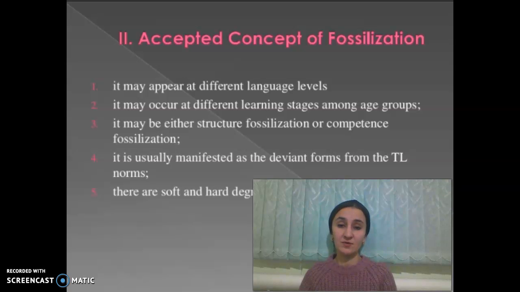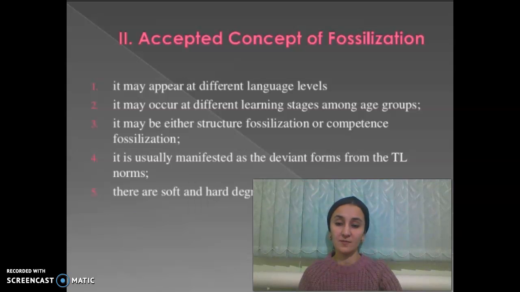It may be either structure fossilization or competence fossilization, and it is usually manifested as forms of the target language norms. And as you see, there are soft and hard degrees of fossilization. When it's said soft and hard degrees, it means it's about your mistakes. You have soft mistakes and hard mistakes. Soft mistakes are maybe a little bit close to right, like a grammar structure. But what about the hard mistakes? As I mentioned, it can be your pronunciation. So try to avoid both degrees of fossilization.